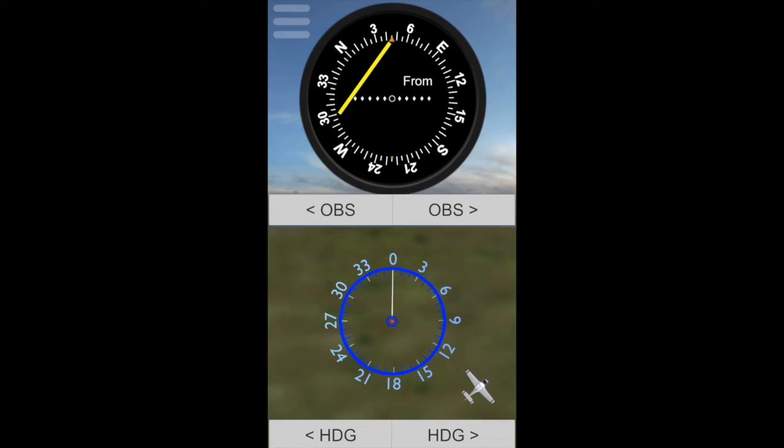If you're on this side, they can say track 090 inbound. So you come with your plane and you come here and you track 090 inbound, as you can see here, and that's tracking the 090 inbound towards the VOR station. If they tell you to track 270 inbound, that's like here, and you're supposed to be flying towards the VOR station.